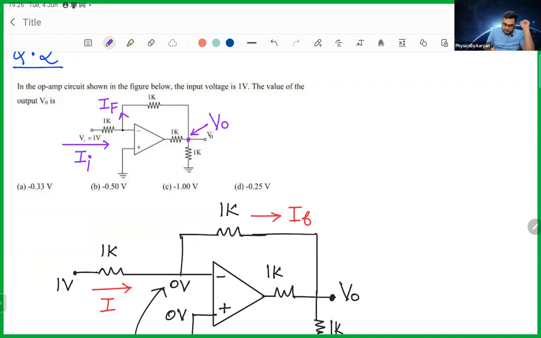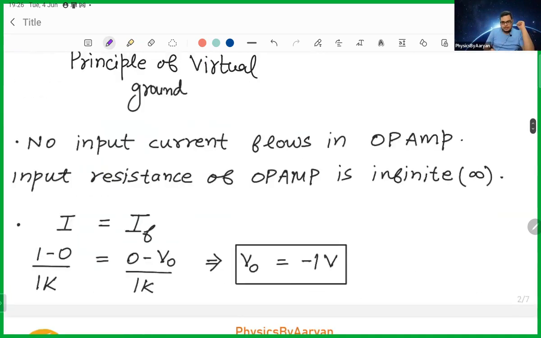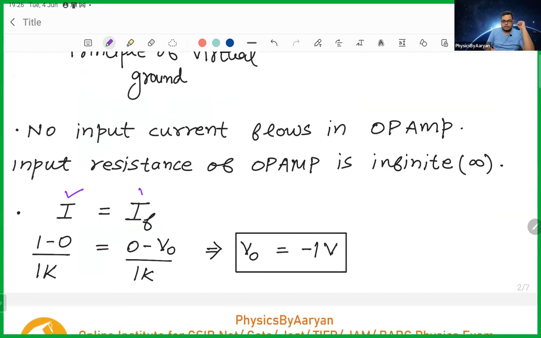So whatever current comes in an input, the entire current goes to the feedback because no current can enter the op-amp. This is not possible. So that is why the entire current goes to feedback. So the current in input is the same as the current in feedback.